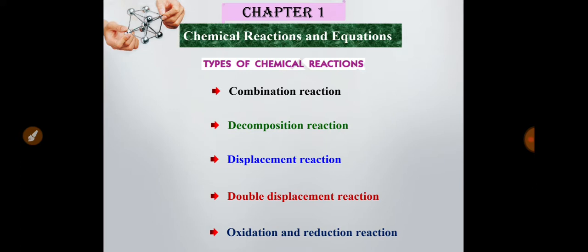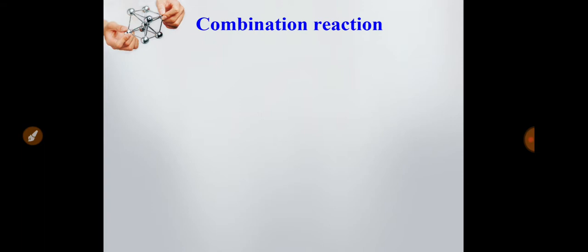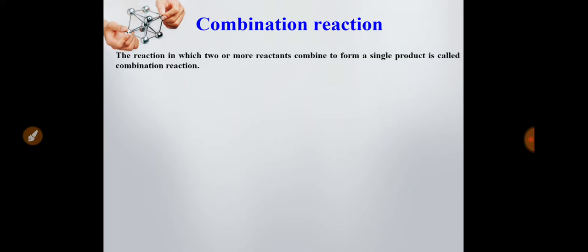Now first of all, I will discuss the combination reaction. From the name we can easily understand that there is a combination of two or more things. So there will be more than one reactant which will combine to form a single product. This type of reaction is called combination reaction. So what will be the definition? The reaction in which two or more reactants combine to form a single product is called combination reaction.